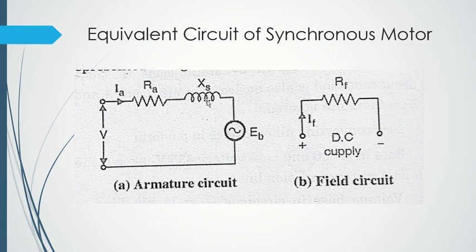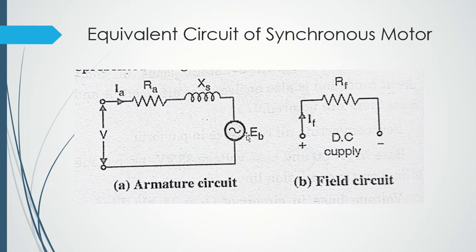The back EMF will be induced in the stator winding, because of the cutting of flux. You can say because of excitation also. So this back EMF is also called excitation EMF, because it is generated because of excitation. It is given as EB here.